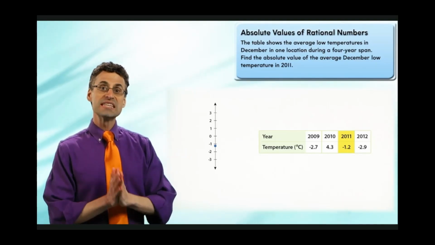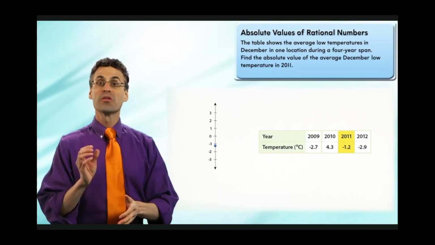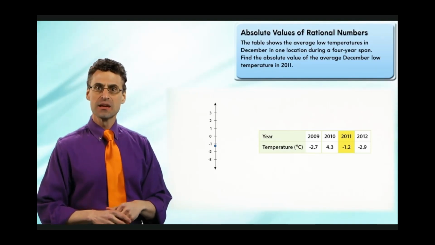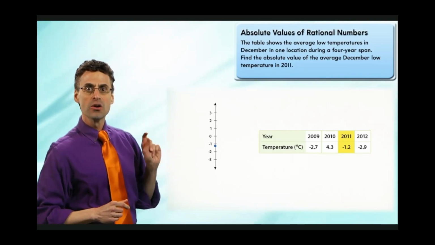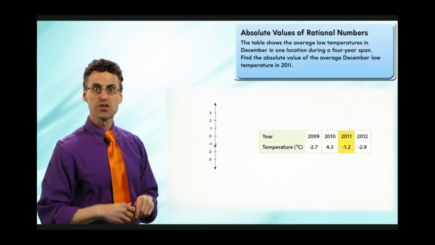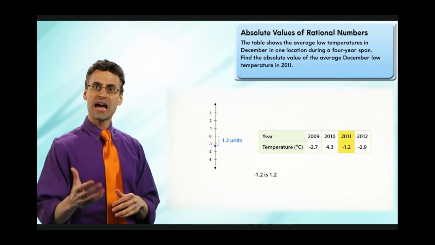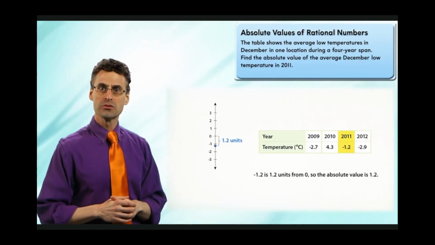Now, what's the absolute value? Well, that represents just the distance between that point and 0. If we look at that point and 0, we see what that distance is, which is 1.2. And so the absolute value of negative 1.2 is 1.2.